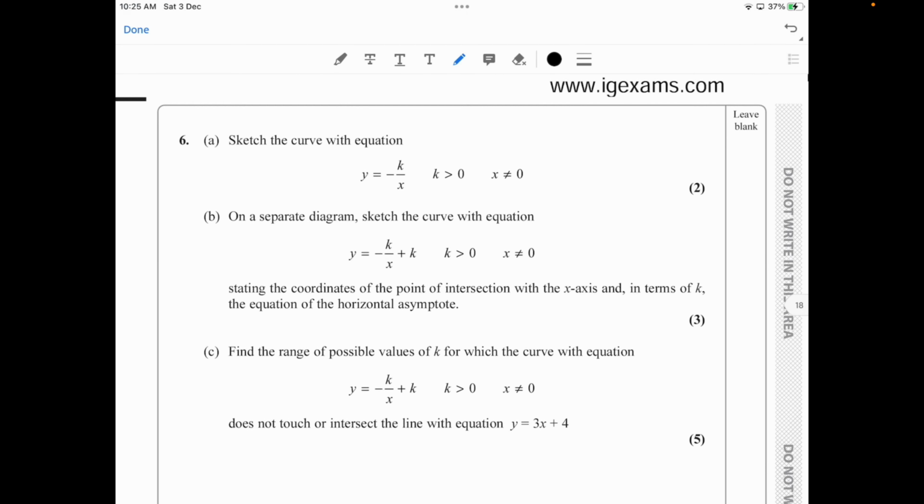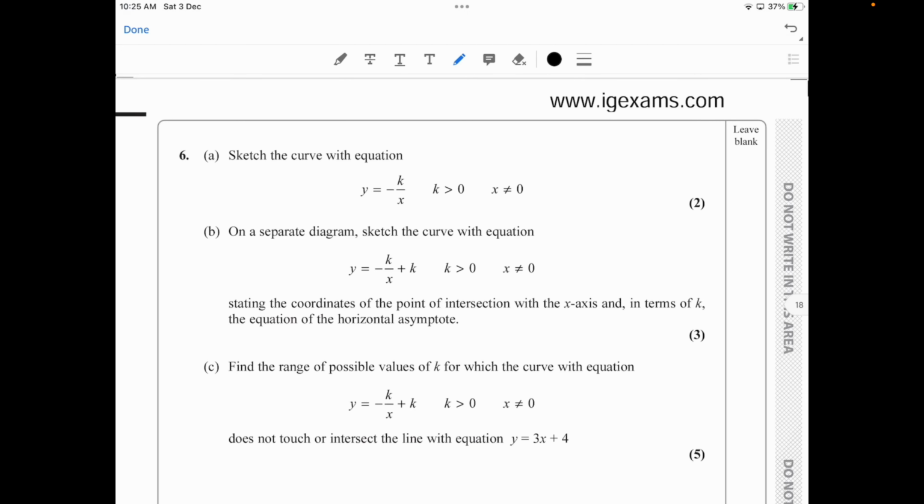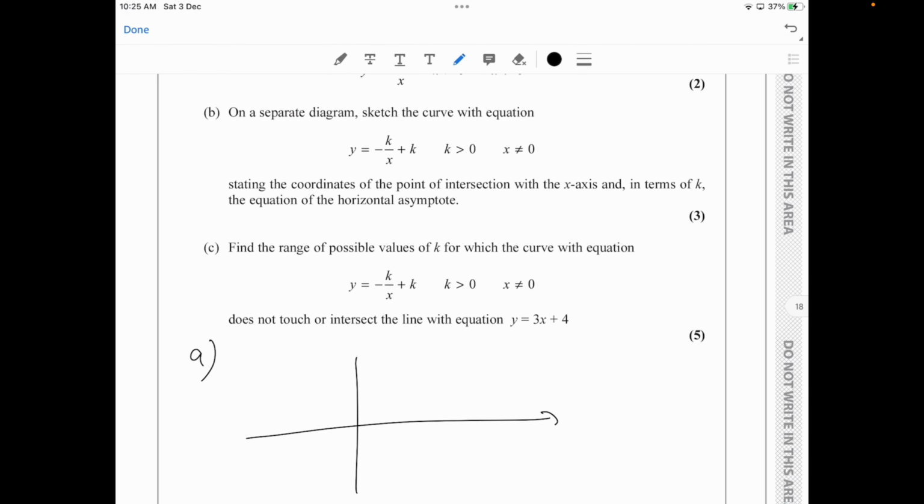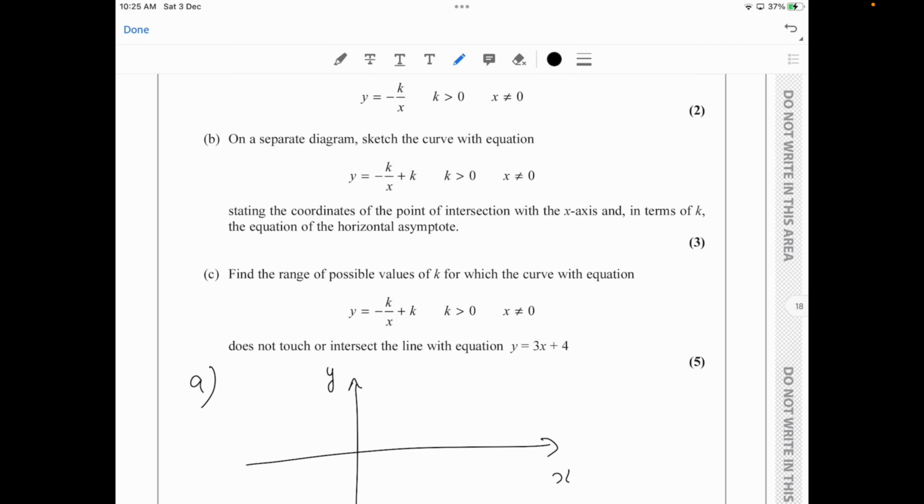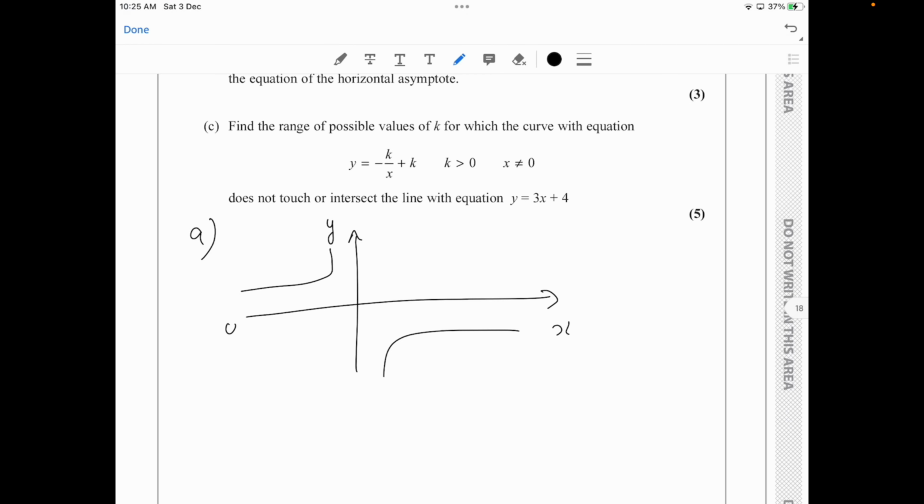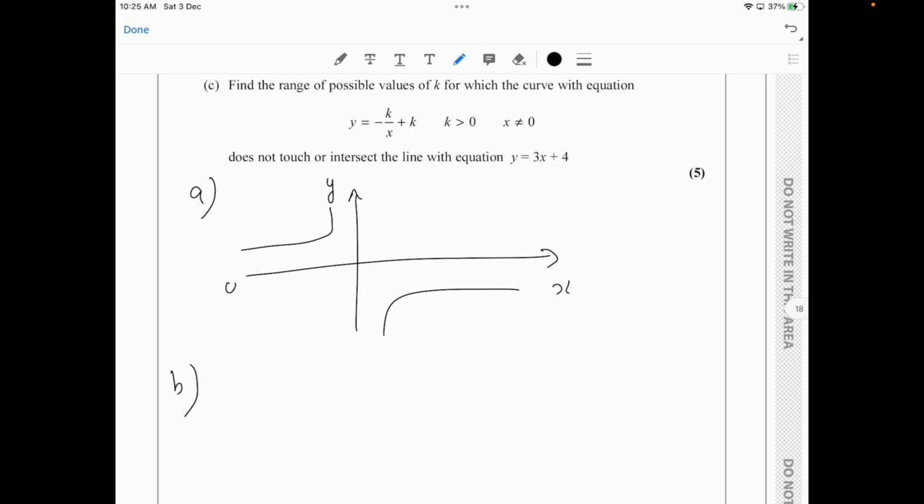Now, the next question: sketch a curve with equation y equals negative k divided by x, where k is greater than 0 and x should not be equivalent to 0. On a separate diagram, sketch. So we know if we sketch it, by the way, just learn these diagrams, just memorize them, x and y. We know it's going to become a negative reciprocal slope, so it's going to curve somewhat like this. This is how the graph is going to somewhat look. Let's move on to question B. That's how it should look.